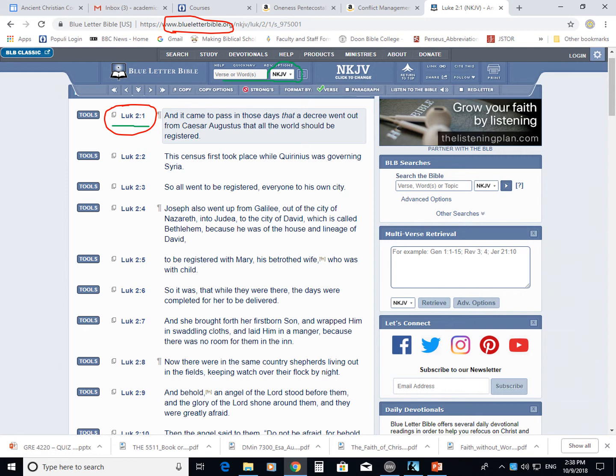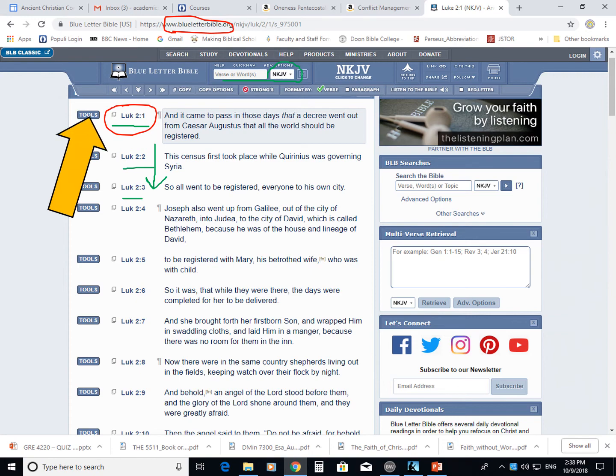And it is the Bible verse we're looking for. It came to pass in those days that a decree went out from Caesar Augustus that all the world should be registered. So here we have a little larger context, but obviously the context is only one specific verse here, except that it continues, as you can see, to 2, to 3, and so forth. So what do we do next?